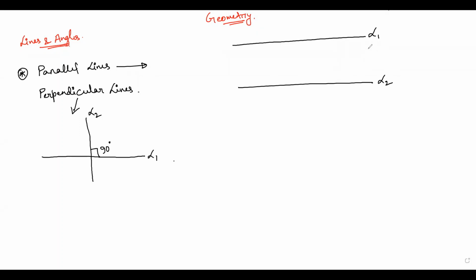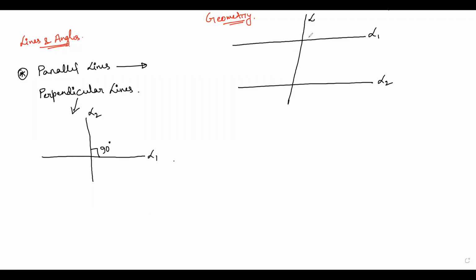Now say if these two parallel lines L1 and L2 are being cut by another straight line, say L, in that case, this line L is said to be a transversal. So transversal is a straight line which cuts two or more parallel lines.